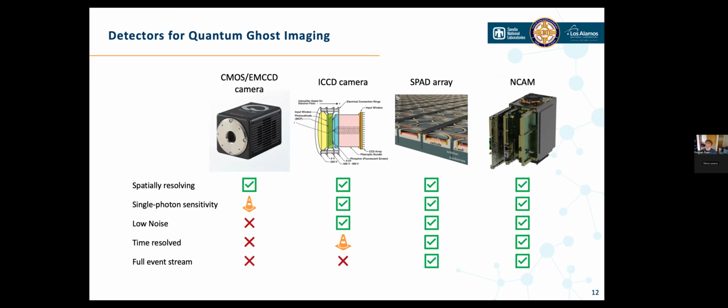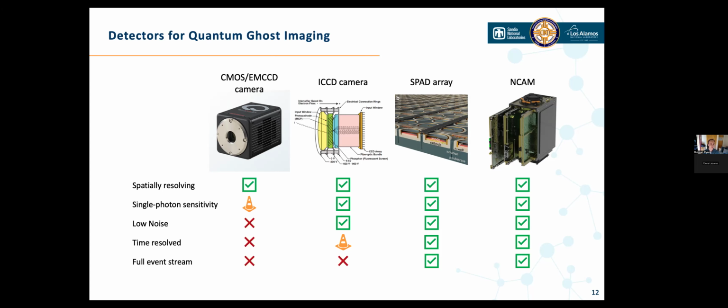Now, I did say that we're trying to use a detector for the signal photons, these visible photons, that cameras are much easier to come by in the visible than the infrared. But we actually, with ghost imaging, have a couple additional requirements for the kind of detectors we use.